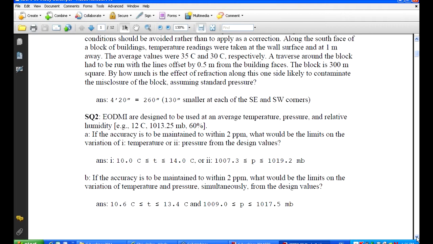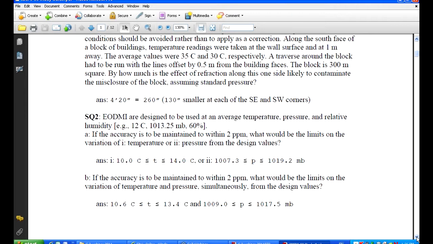The second question is where the effective temperature and pressure are acting at the same time, which is maybe a little more realistic. And in that case, you then have to look at the full derivative and calculate the coefficients and combine the two together.